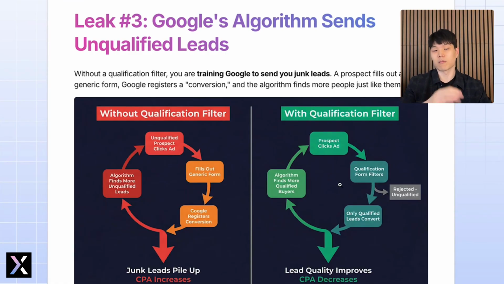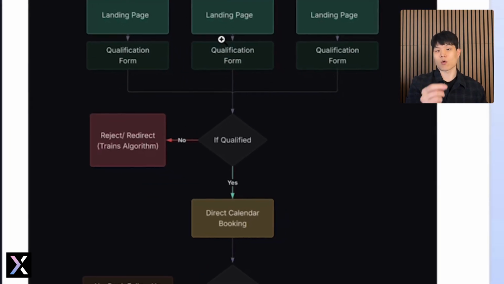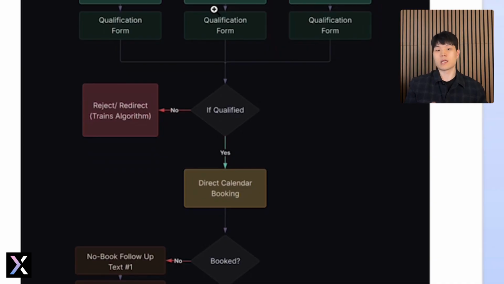And this, from my experience, is where the most dramatic drop off happens. Even after a qualified lead submits your form, if you make them wait for an email from your sales team, they're already talking to your competitor, or their mind is in a different mode now, thinking of a different problem they have and not your product. The solution here is simple but really important. As soon as they pass the qualification filter you set up in the previous step we talked about, they're moved straight into calendar booking, which minimizes the drop off from form fill to call booked.